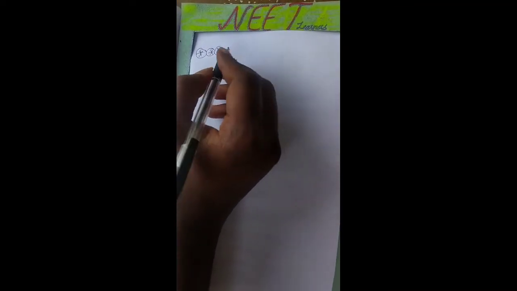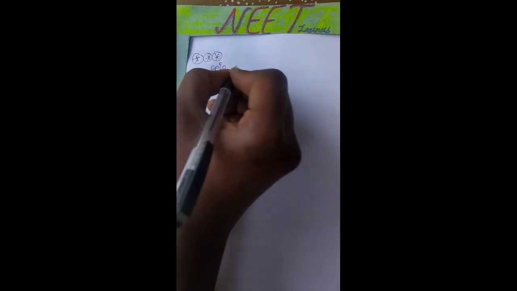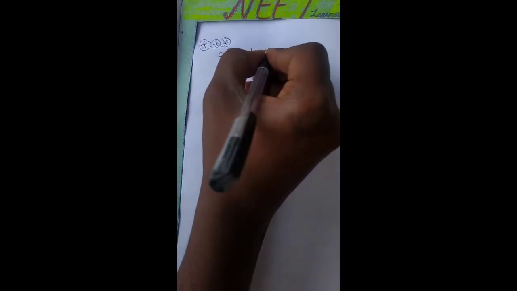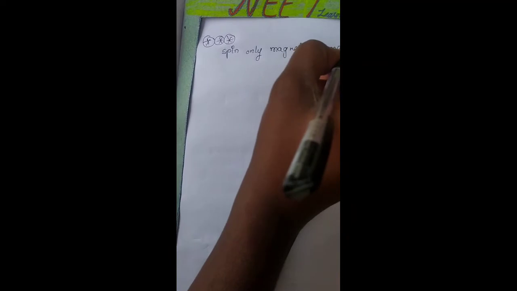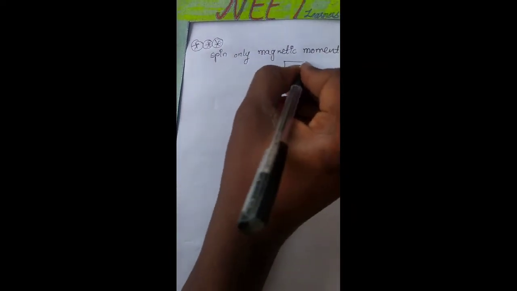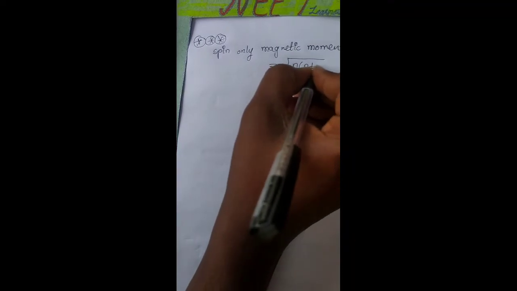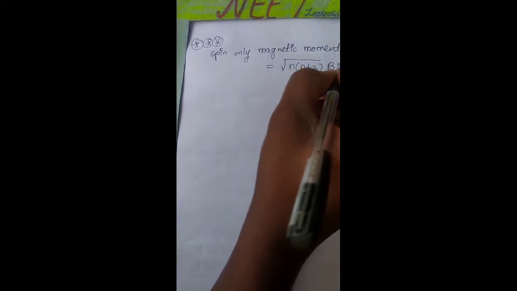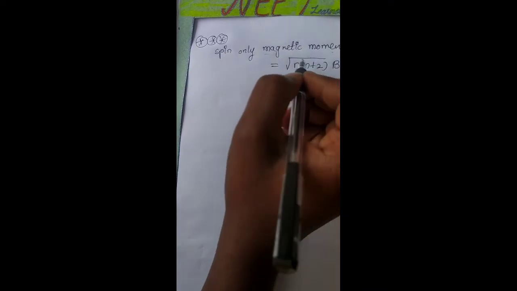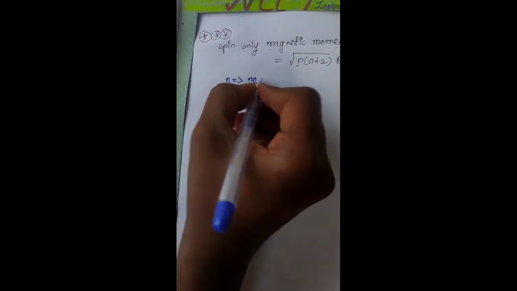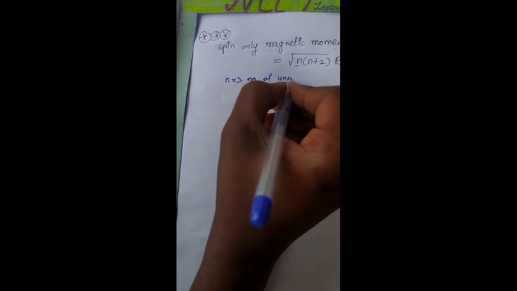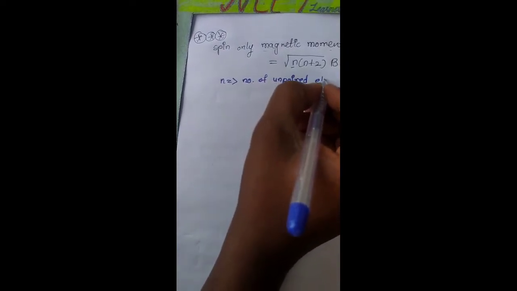Okay students, a very repeated question in the NEET previous exams is the spin only magnetic moment. This is a very important question, students. The formula is very simple: under root of n into n plus 2 BM, Bohr magnetons. It is the magnetic moment of the electron. So what does n represent, students? Here n is equal to the number of unpaired electrons.